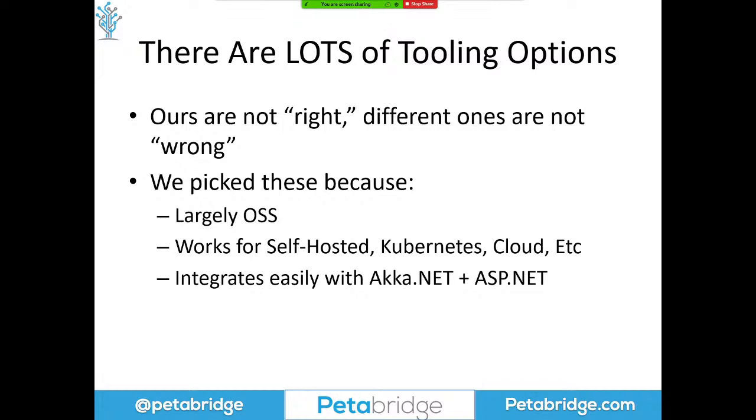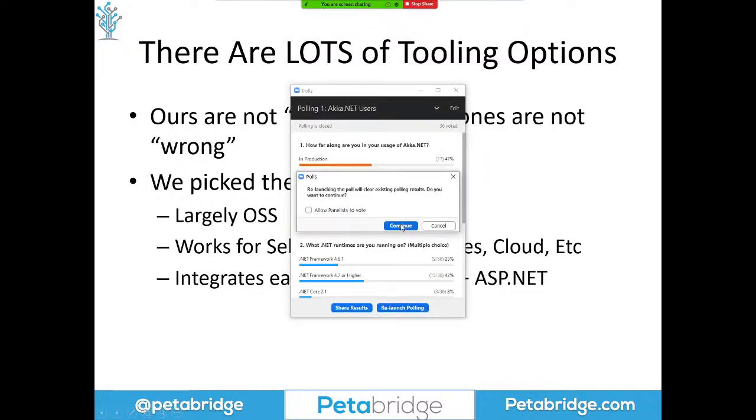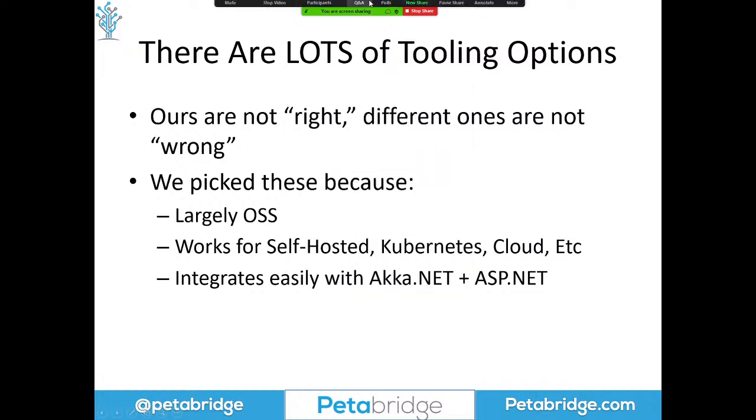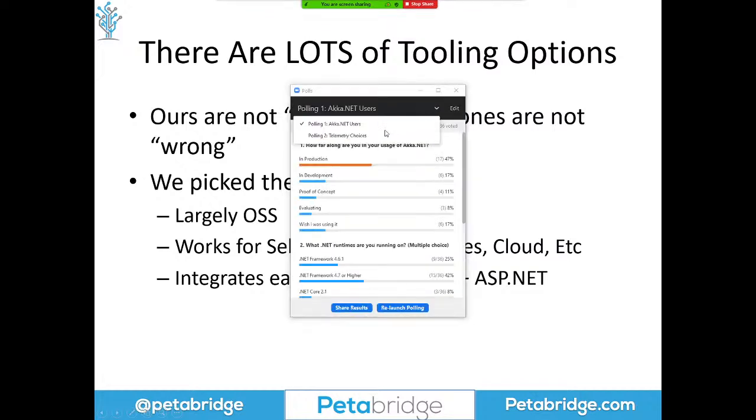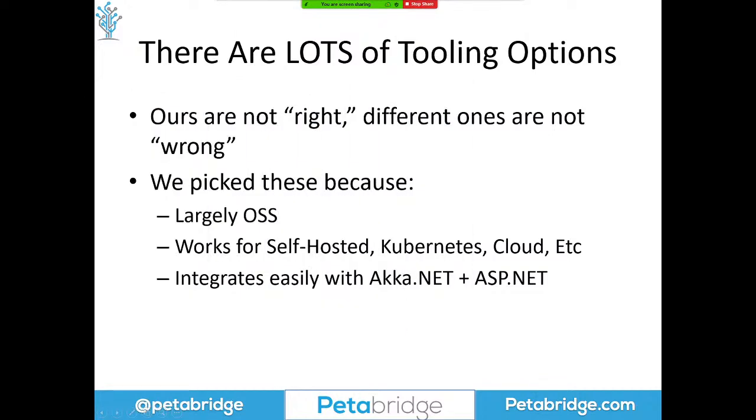If you're using something different, this would be a good time for me to launch the second poll, which I will do right here. Go ahead and relaunch polling. Nope, don't want to do that. I want to go to polls. Yeah, there we go. All right. So I'm launching a second poll right now, which is all about which telemetry choices your team uses. This will be helpful for us in terms of the way we develop Phobos, because it lets us know what tutorials and material we should produce. But it's also just generally good to know this for the ecosystem.